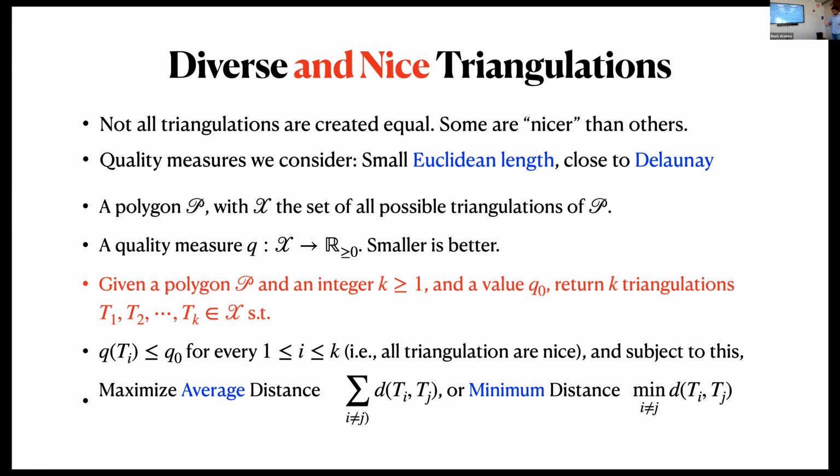An example of the problem here is I give you a polygon and I specify in some way that I want a triangulation that's close to Delaunay. And we will see a bunch of definitions of what it means to be close to Delaunay. This is something that we're taking from previous work, these definitions of what it means for a triangulation to be close to Delaunay. And now the problem is to output k triangulations, each of which is close to Delaunay, and they look as different as possible.